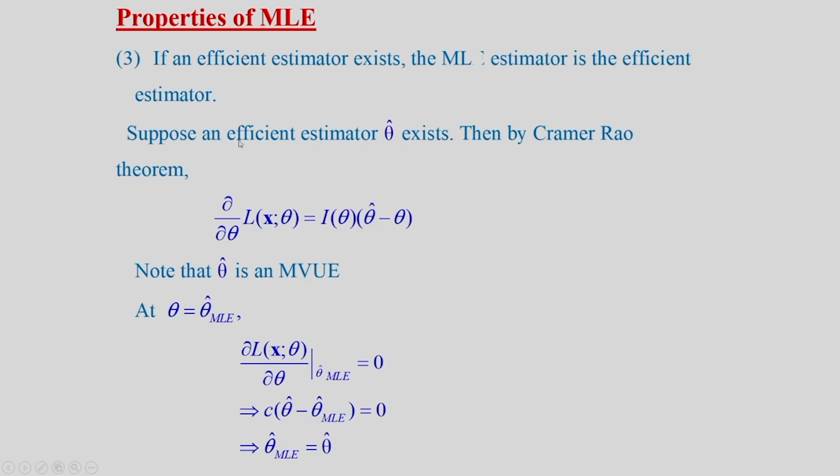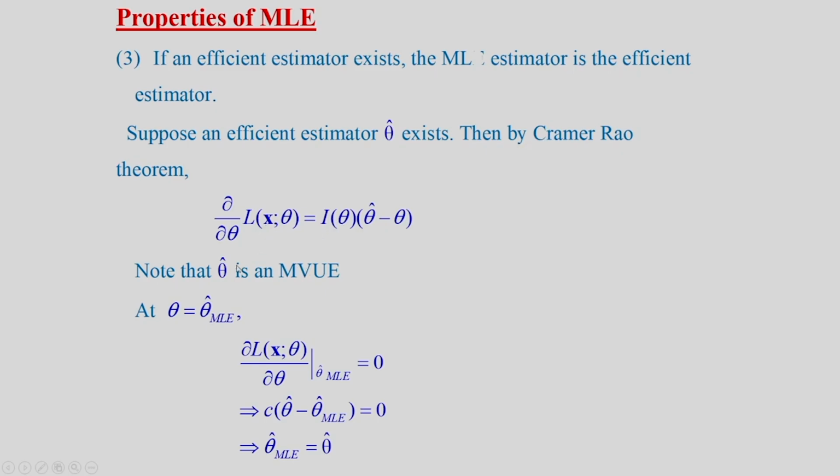Now, suppose an efficient estimator theta hat exists. We know that an efficient estimator satisfies the Cramer-Rao bound with equality, and if we apply the Cramer-Rao theorem, the condition for an efficient estimator is that the partial derivative of the log likelihood function, del L del theta, must be the product of I(theta) and theta hat minus theta, where theta hat is the efficient estimator. This is the condition we get from the Cramer-Rao theorem.